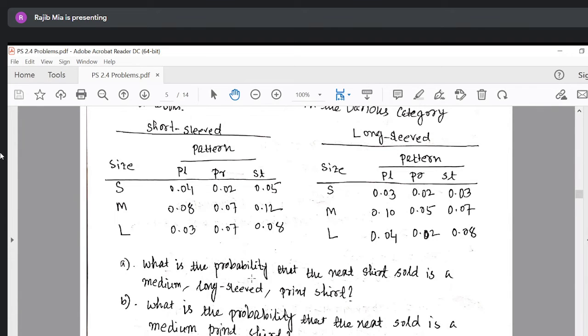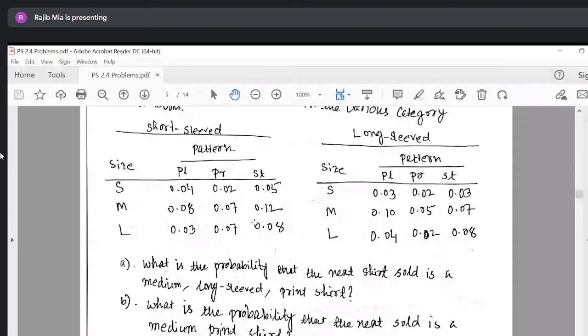So can you explain how it is 0.12? Sir, we add both the patterned short sleeved and long sleeved of medium size and printed. Yes, exactly. So the probability that the next shirt sold is a medium print shirt.